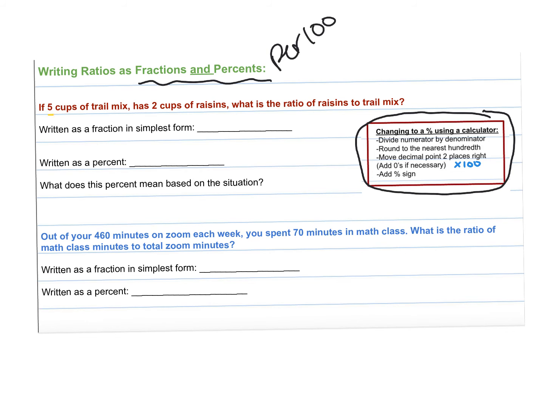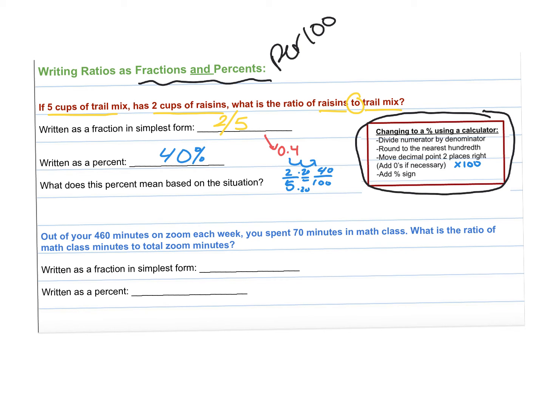So we have 5 cups of trail mix that has 2 cups of raisins. What is the ratio of raisins to trail mix? Raisins came first, so we'd have 2 compared to 5 total. To change that to a percent, remember, you could do the decimal way and get this to a decimal, which is 0.4, then multiply by 100, or you could change your fraction to be out of 100 first by multiplying both by 20, and then we see 40 per 100 is 40% raisin to trail mix.